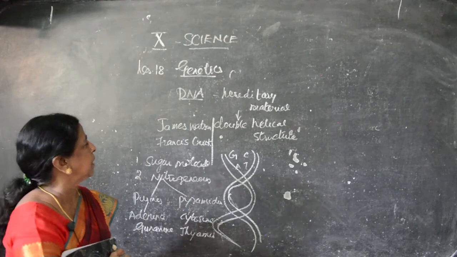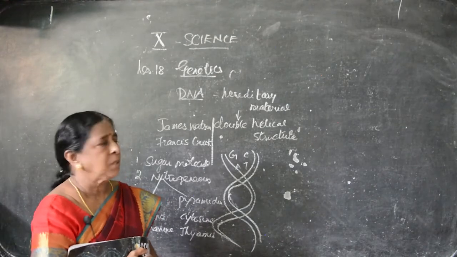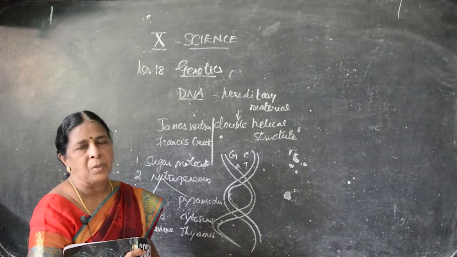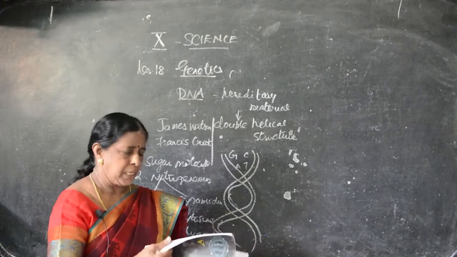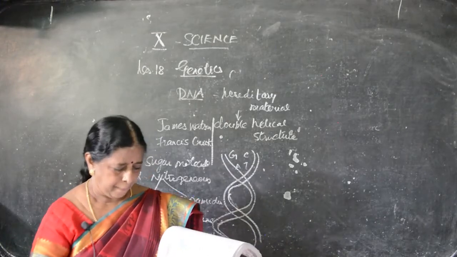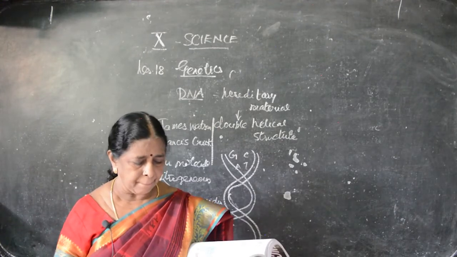This structure was formed by James Watson and Francis Crick. In short, we can say this is the Watson and Crick model. Watson and Crick model of chromosome. Clear? Now we have to see what are the things present. I said already.